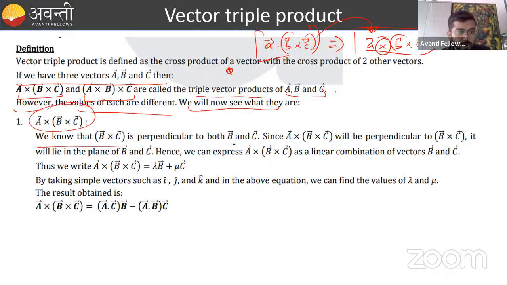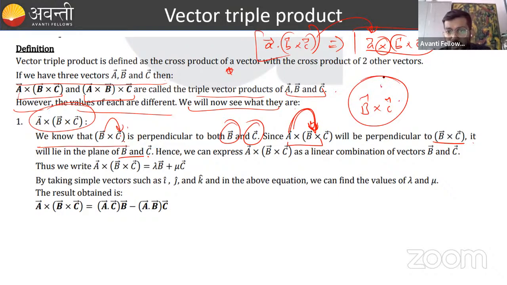So a bar cross, we know that b bar cross c bar is perpendicular. See, whenever you do the cross product of two vectors, you get a vector perpendicular to both the vectors, right? So that is why it is perpendicular to b bar and c bar. Since a bar cross b bar cross c bar will be perpendicular to b bar cross c bar, it will lie in the plane of b bar and c bar. That is why, when you do the triple product of these three vectors, its vector will lie in the plane of b bar and c bar, because b bar cross c bar is perpendicular to b bar and c bar, and this is also perpendicular to b bar cross c bar.